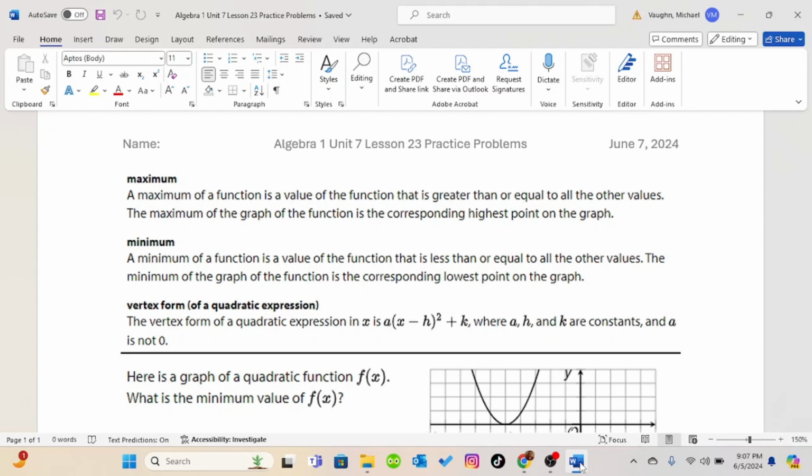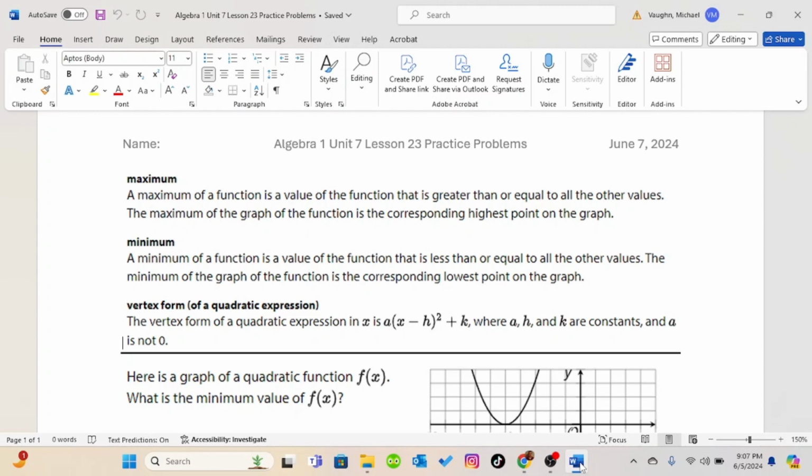A maximum of a function is a value of the function that is greater than or equal to all other values. The maximum of the graph of the function is the corresponding highest point on the graph.